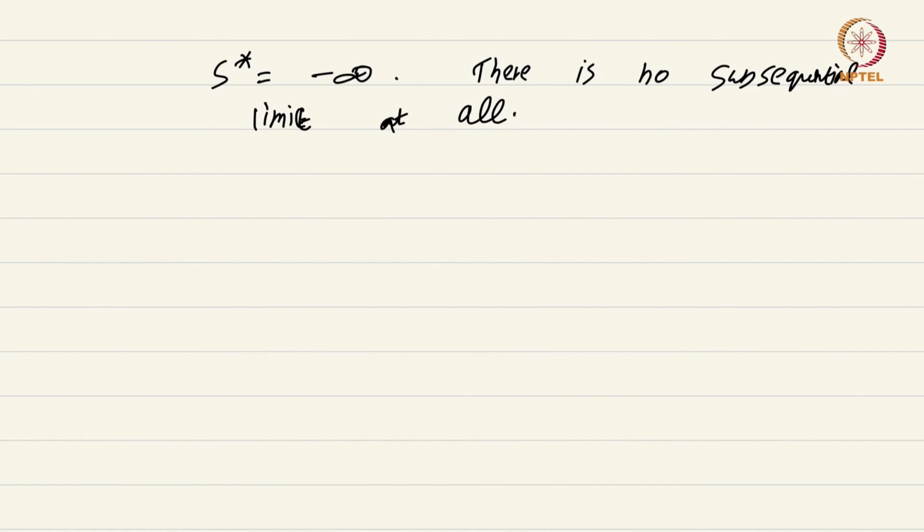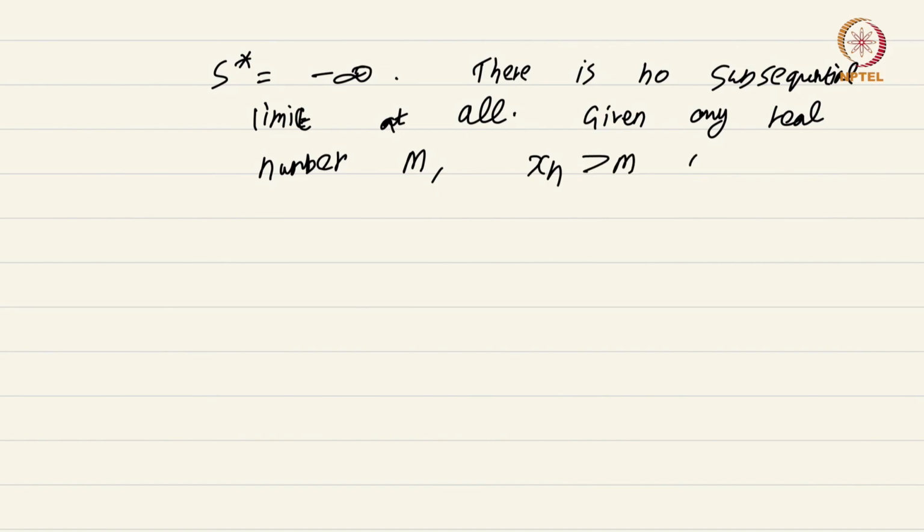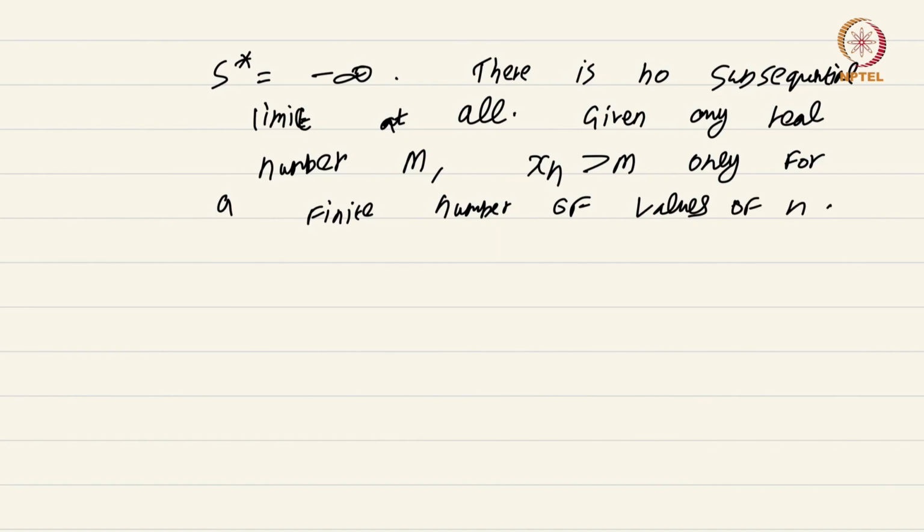Okay, that just means for given any real number m, xn is greater than m only for a finite number of values of n. Why is this the case? Well, think about it this way. If it's not true that xn is greater than m only for finitely many values of n, then that just means that there is a subsequence of xn that's strictly greater than m.